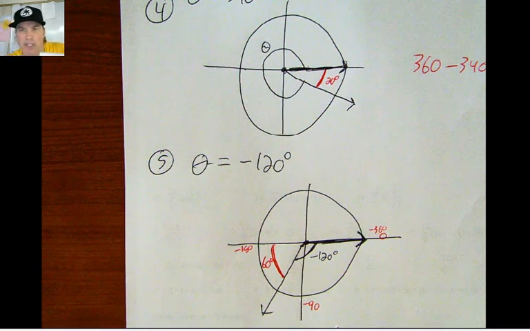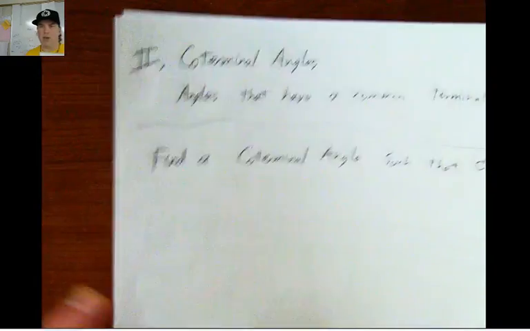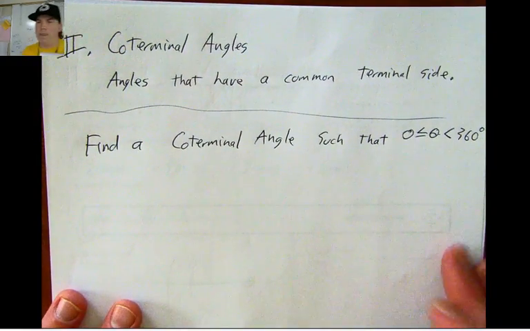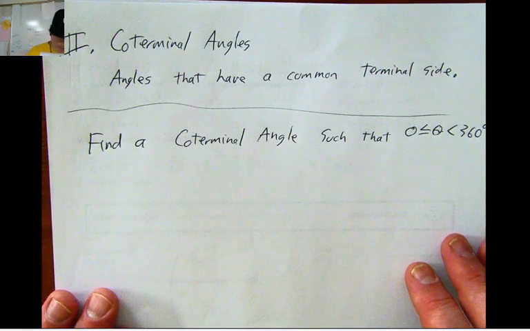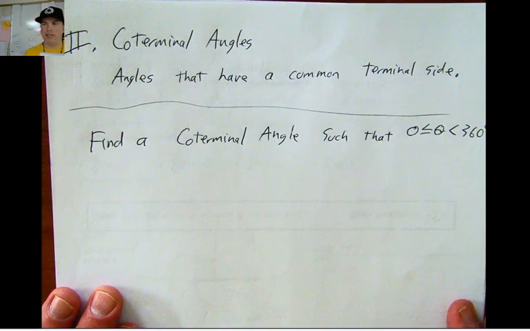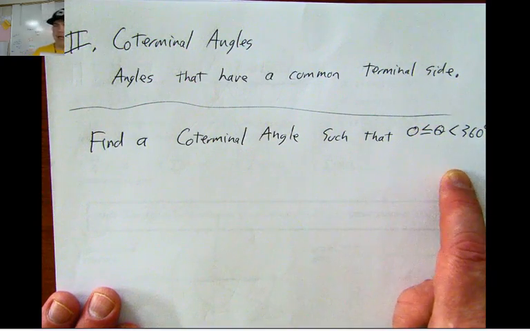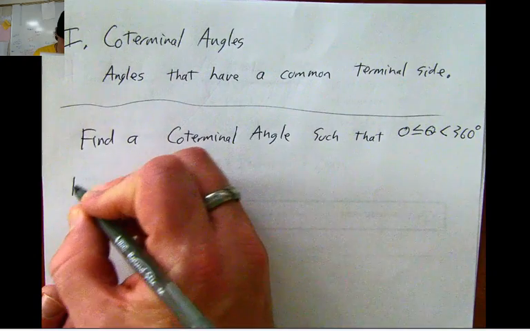If you have any questions, you should stop and ask those questions now, because in part 2, new vocab word, coterminal angles. Angles that have a common terminal side. We'll talk about what that definition means in a minute. Let's do it while we're talking about a problem. Find a coterminal angle such that the answer is in between 0 and 360 degrees.